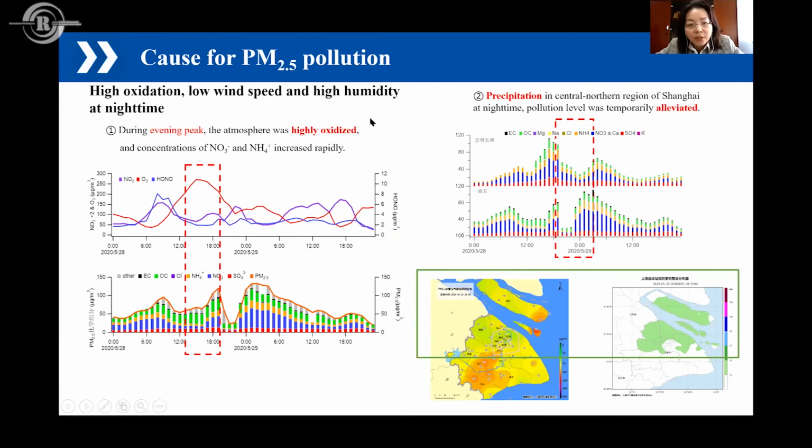Another key weather condition for PM2.5 is that when the ozone pollution was high, the atmosphere, we think, also had high oxidation. Low wind speed and high humidity at midnight promote the formation of PM2.5, especially nitrate and ammonium at midnight. So this is the compound pollution of ozone and aerosol.